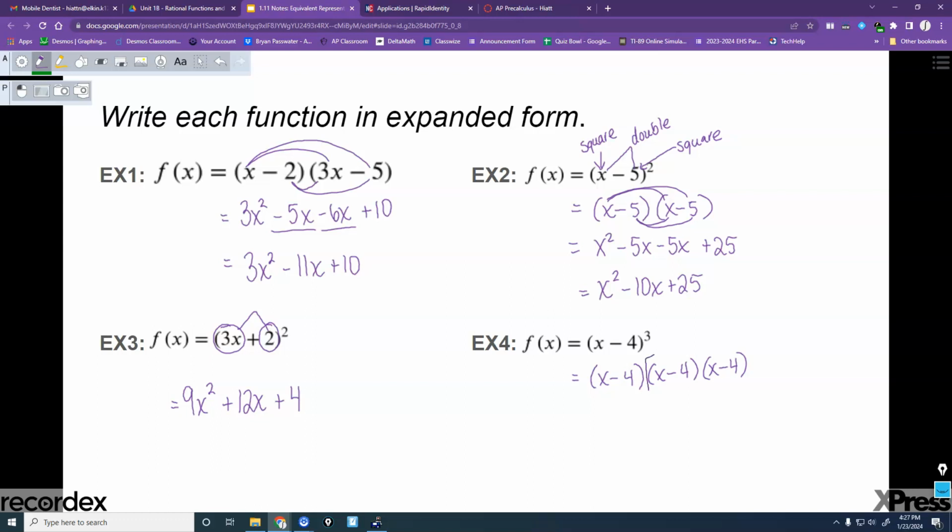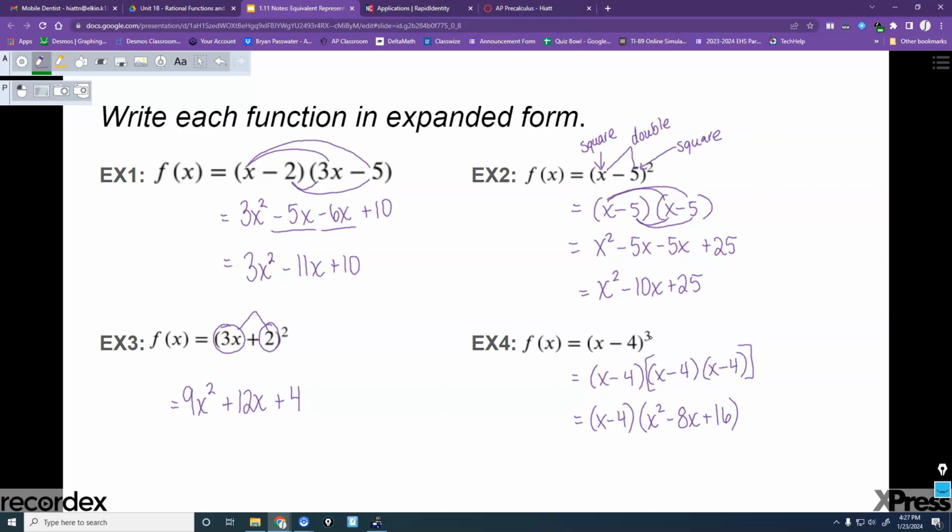But I could put these two right here together, maybe, and square, double, square them. So I would have x minus 4 right here. And then if I square, double, square here, because this is just x minus 4 squared, I would get x squared for the first part. Negative 4 times x is negative 4x. I would double that, and I'll get negative 8x. Then I would square the last term, which would be positive 16.